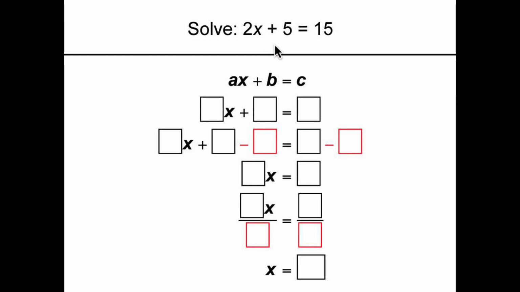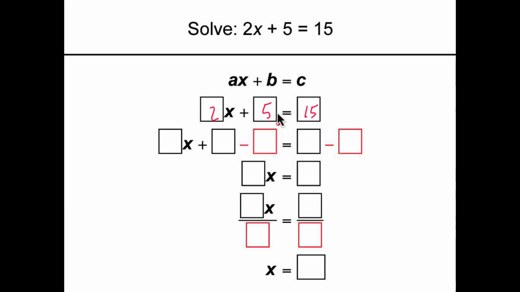Solve this two-step equation. It is a two-step equation because it includes two operations, multiplication shown here and addition shown here. Let's take this equation and plug it into this template. The coefficient of x goes here, so we get 2x plus 5 equals 15.